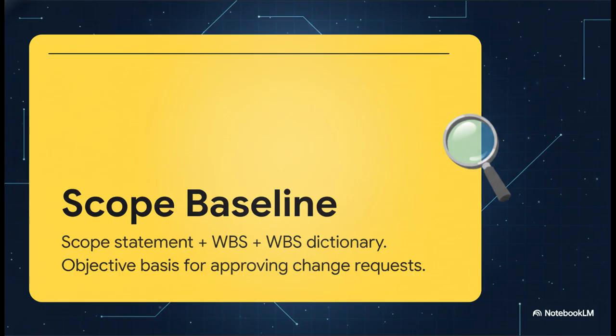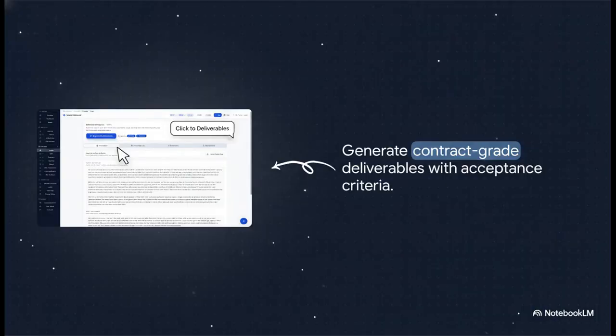So, the very first step on our assembly line is figuring out exactly what it is we're building. The scope baseline is essentially a combination of your scope statement, your work breakdown structure, and the WBS dictionary. And the big takeaway here? Without having this defined right up front, you have absolutely no objective basis to approve or reject change requests. And you know what that means? Hello, scope creep.